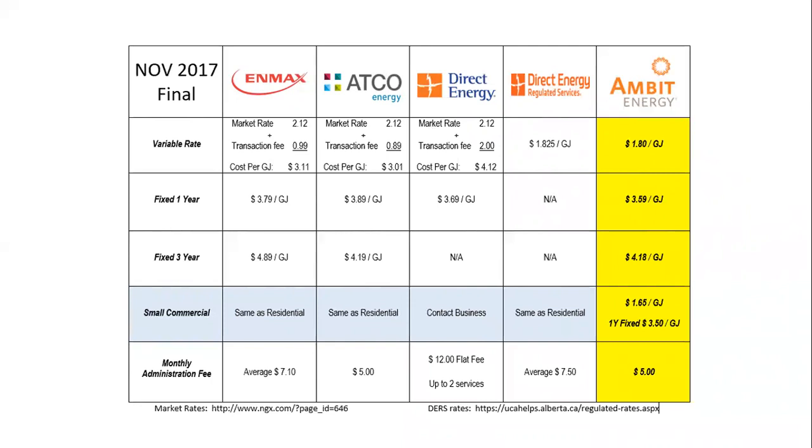our fixed rates. These were November fixed rates versus the market. We crush everyone. NMAX fixed 1 year, 379, we're 359. Hey, not a lot of savings, 20 cents, but 20 cents is 20 cents. Fixed 3 year, hey, we beat them by 70 cents. It's aggressive. So there's also small commercial pricing here.